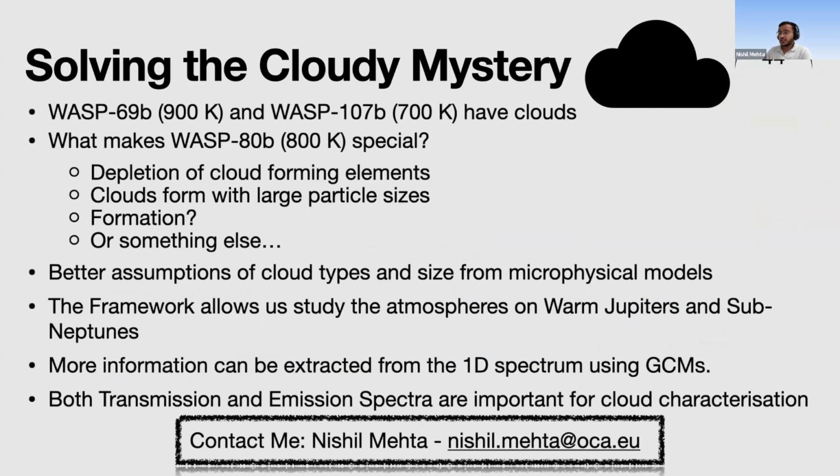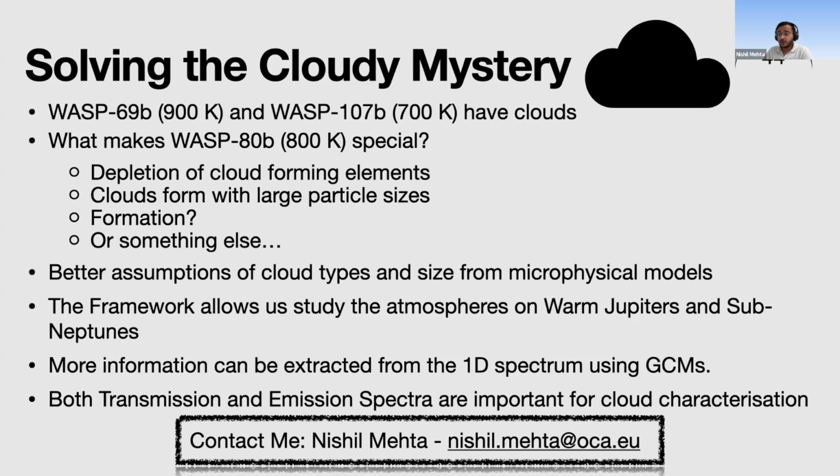And finally, to conclude, I would like to say that WASP-69b and WASP-107b may have clouds in the atmosphere, but WASP-80b does not show any signs of clouds in the spectrum. So some of the possible reasons for this could be that the cloud-forming elements are depleted in the atmosphere, or the clouds are forming with larger particle size, so there are no signs in the spectrum, or there might be something different with the formation of this planet, or it might be just gravity, or something else. So we can obviously get better assumptions of cloud types and cloud sizes from microphysical models.